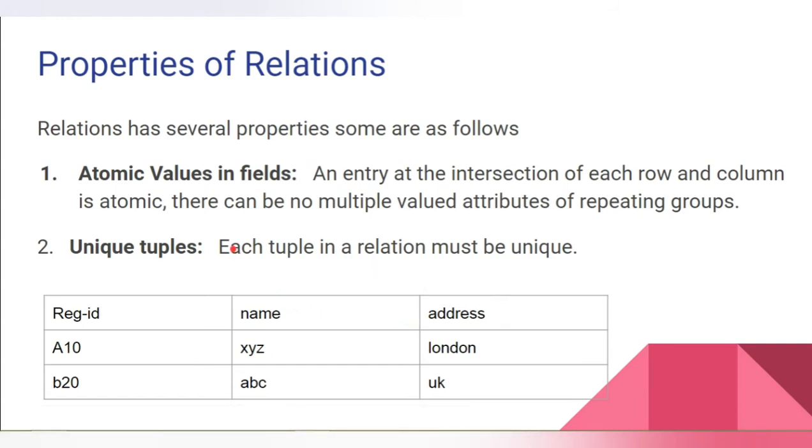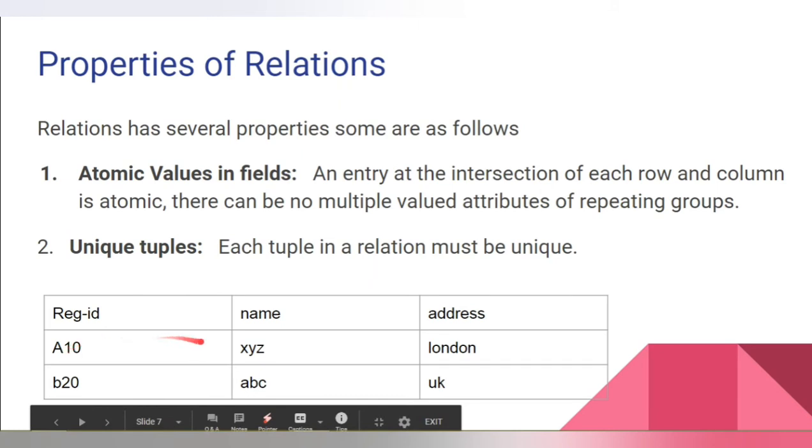Next, unique tuple: each tuple in the relation must be unique. For example, if I have the student ID, the name and the address, a unique tuple means that I want to assign a unique ID to everyone. Maybe students have the same name and the same address, but the registration ID must be different for every student, and that is unique. That is why, with the help of a primary key, I can create unique tuples.